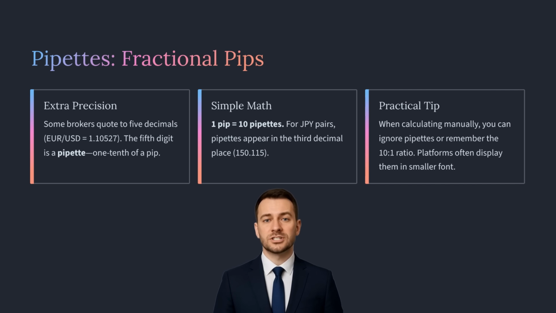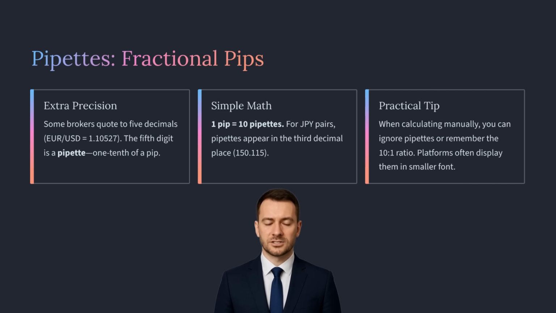That fifth decimal digit is known as a pipette, or a fractional pip, and it equals 1/10 of a pip. In our EUR/USD example, a move from 1.10520 to 1.10530 is a 1 pip move, even though the last digit changed by 10. The fifth decimal just provides more precision. 1 pip equals 10 pipettes.